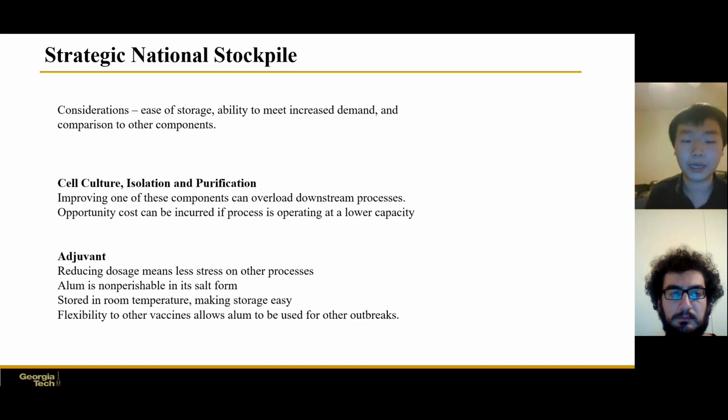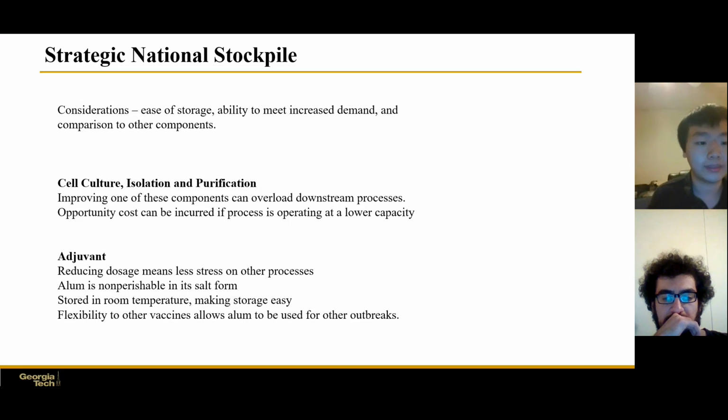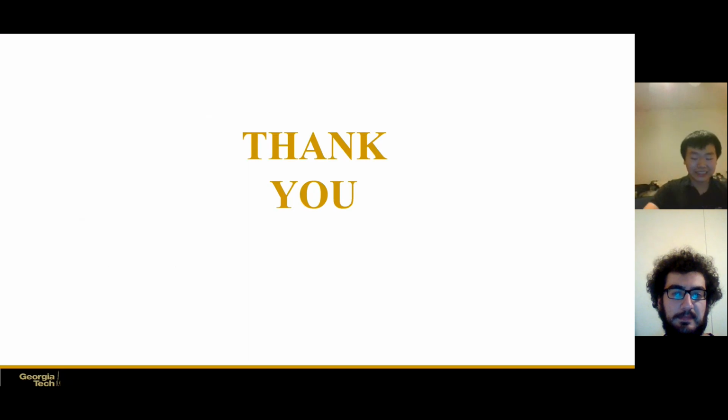Additionally, Alum is also non-perishable in its salt form. So as long as it's not in a solution, you can store it at room temperature, making storage really easy. And finally, Alum isn't just confined to the Nipah virus vaccine. It can be used for other vaccines. So in case there's another emergency, such as something like COVID or a disease similar to COVID, you can possibly use the aluminum salts adjuvant to make vaccines for those outbreaks as well. And that's it.